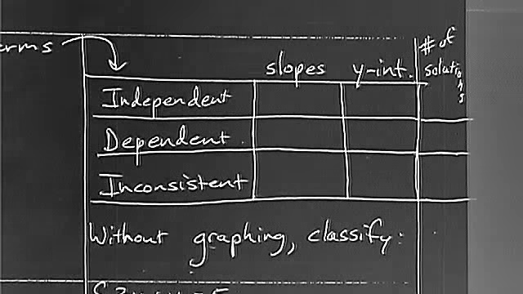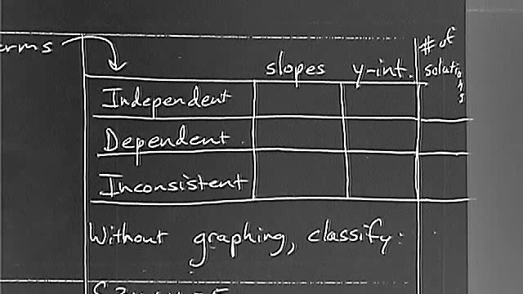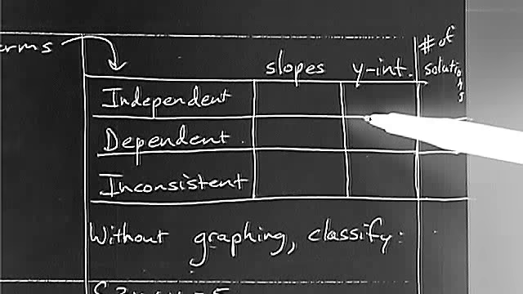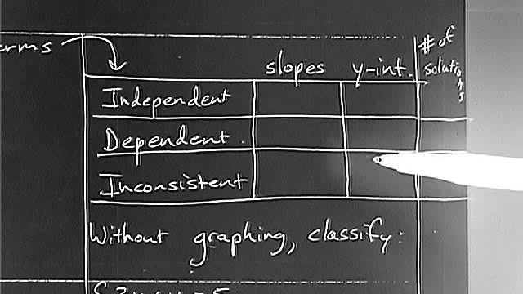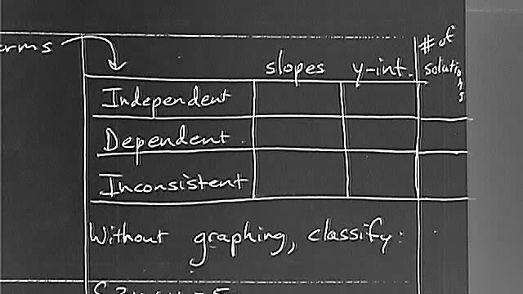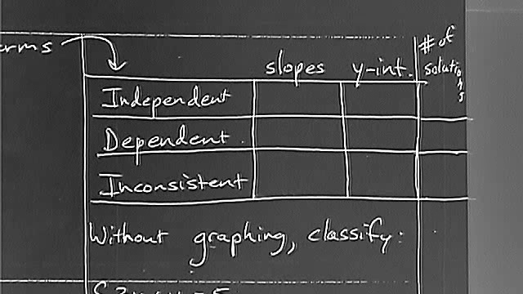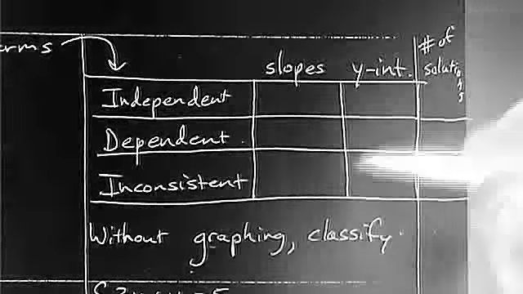Okay, kind of ran out of room there. But so slopes, y-intercepts, and number of solutions. The first two columns, your only two options are going to be same and different. That's all I want to know. Do you know if they're the same, or do you know if they're different? Or equal to, not equal to, something like that. So that's all I want to know about these two columns right here.